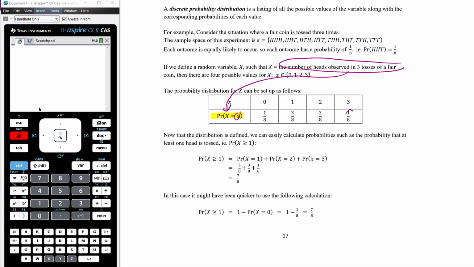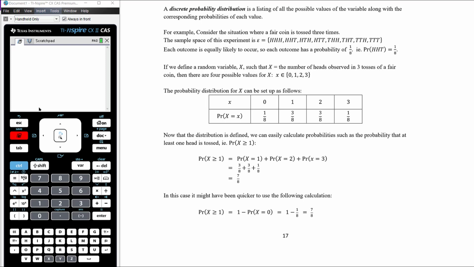So what we're essentially finding here is this probability, for example, is the probability that uppercase X, the number of heads observed in 3 tosses of a fair coin, is equal to 3. This probability is the probability that uppercase X is equal to 2, etc. We have another alternative for this notation over here, which I'll talk about in a little bit. So that's the discrete probability distribution. List every possible outcome, every possible value of the discrete random variable, and the corresponding probabilities.